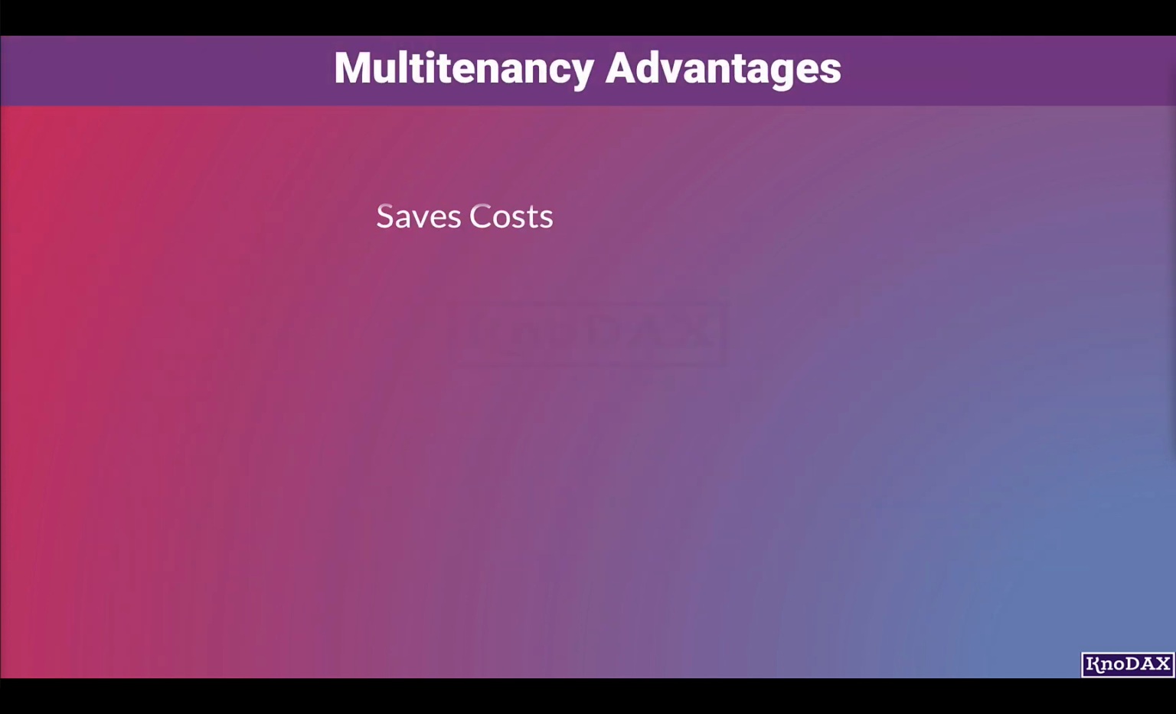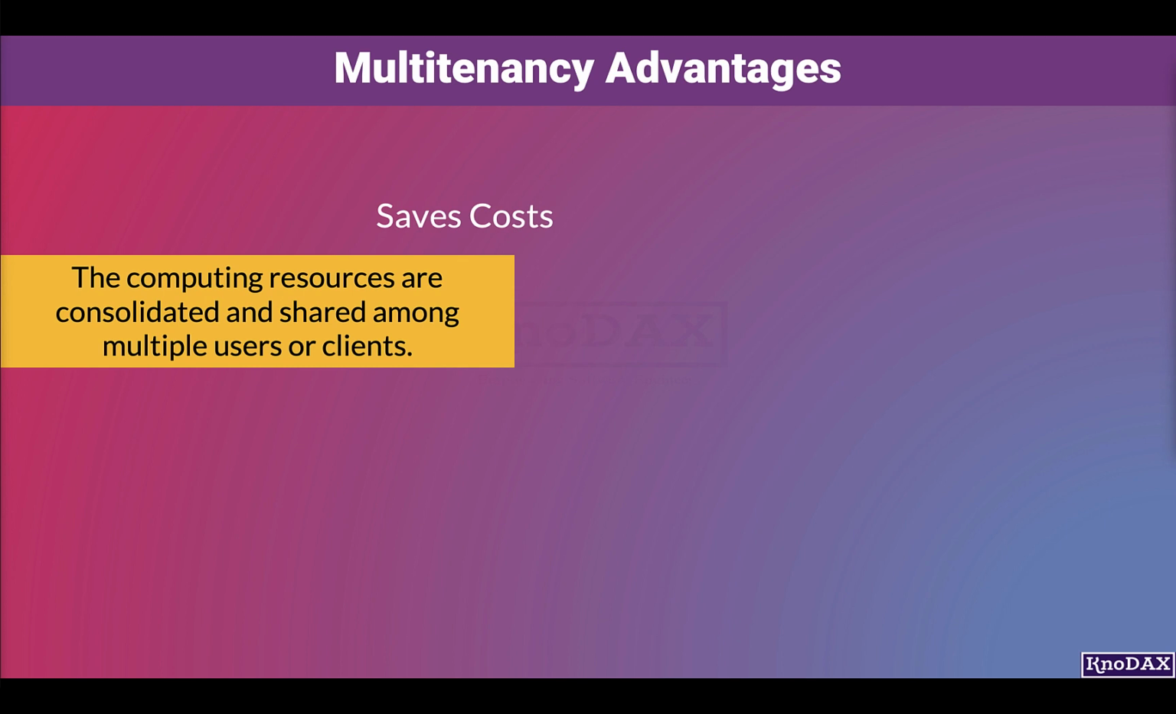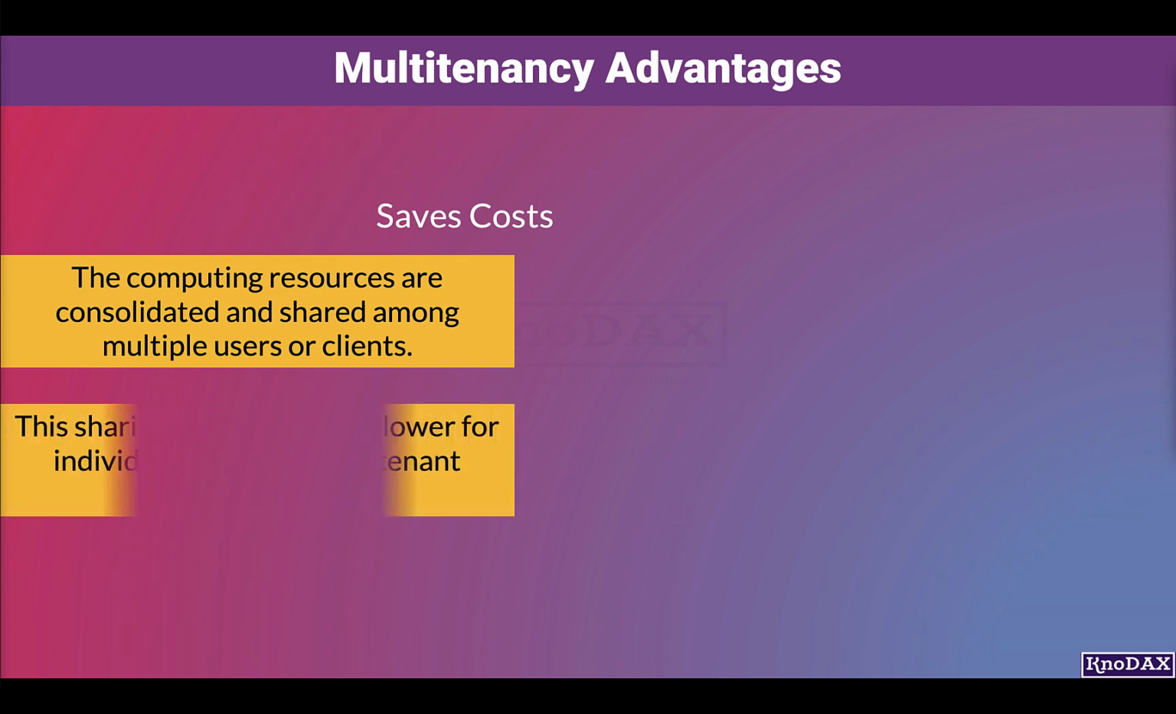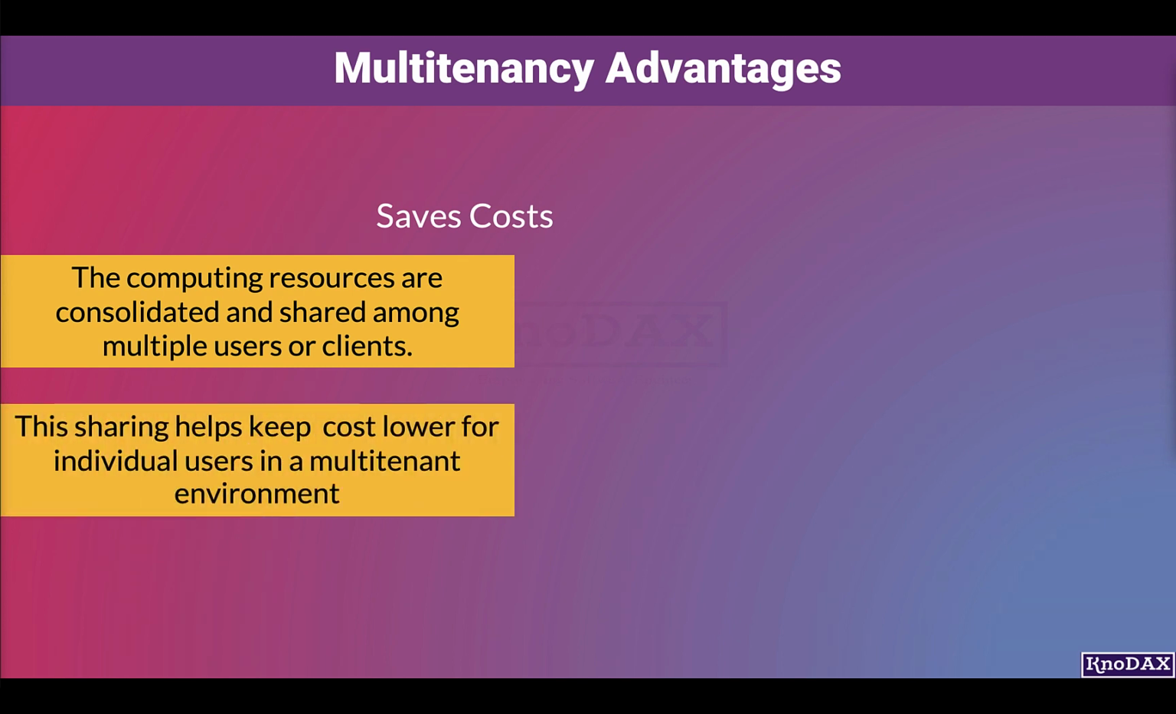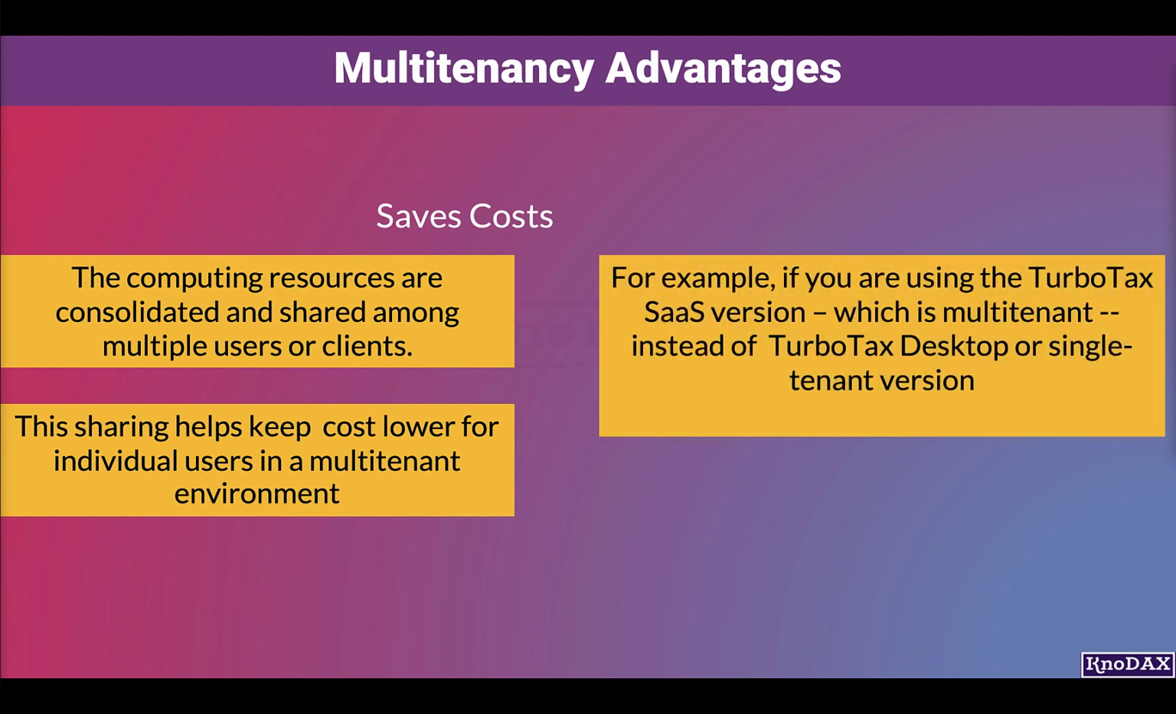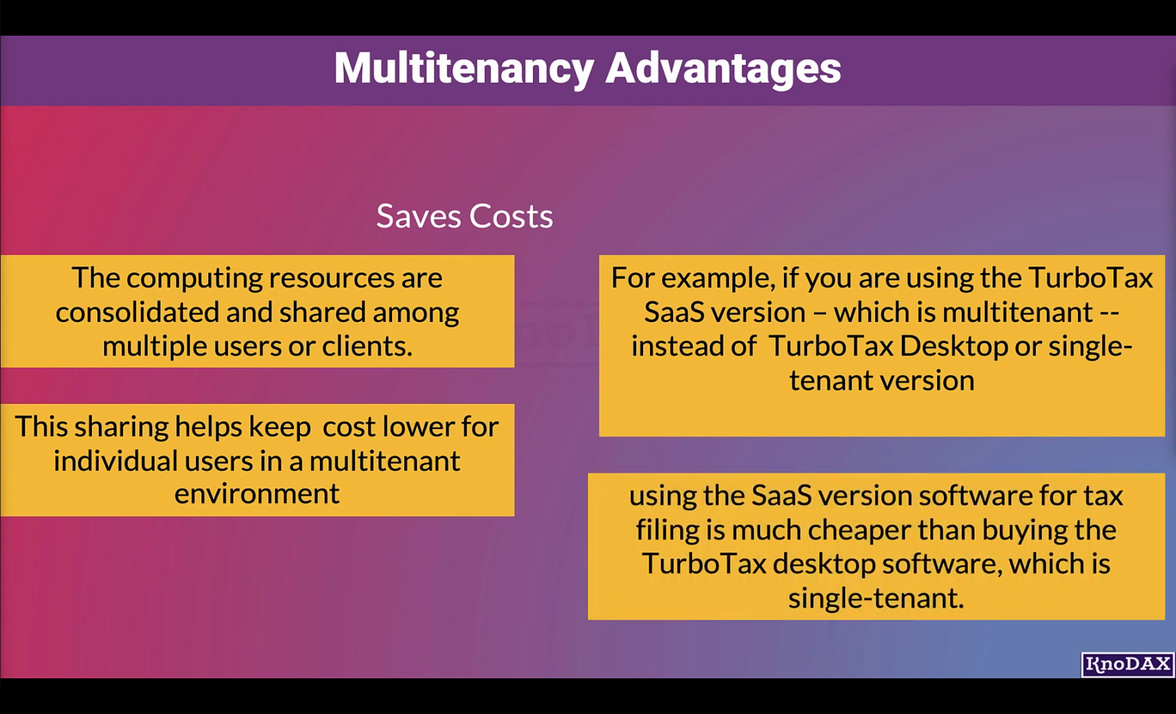With respect to multi-tenancy advantages, multi-tenancy saves costs. The reason is obvious. The computing resources are consolidated and shared among multiple users or clients. This sharing helps keep costs lower for individual users in a multi-tenant environment. For example, if you are using the TurboTax SaaS version instead of TurboTax Desktop or the single-tenant version, using the SaaS version for tax filing is much cheaper than buying the TurboTax Desktop single-tenant software.